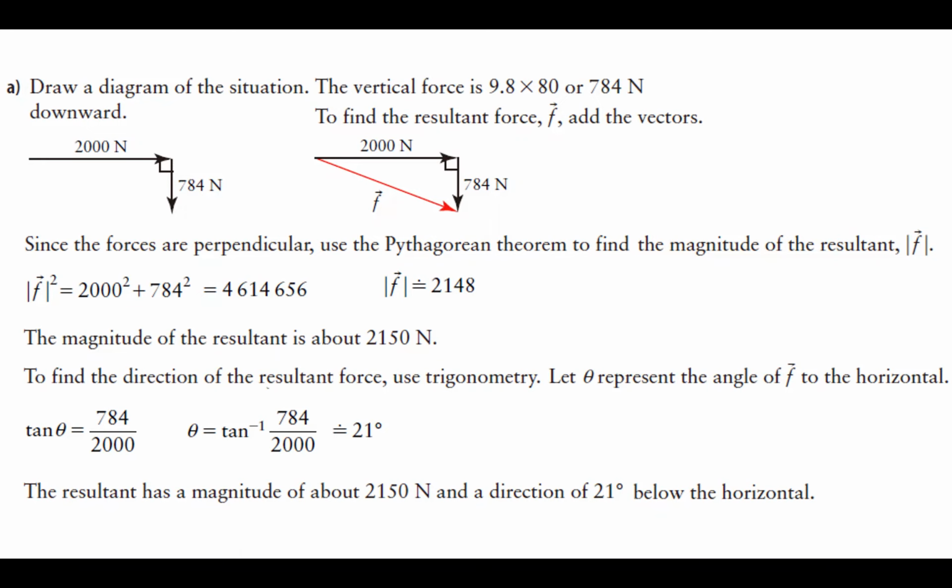To find the direction of the resultant force, we can use trigonometry. Let theta represent the angle of F to the horizontal. Then we have the following relationship. Tangent theta equals 784 over 2000. Then theta equals arctangent 784 over 2000, which is approximately 21 degrees. Therefore, we have the following conclusion. The resultant has magnitude about 2150 newtons and direction of 21 degrees below the horizontal. Okay, have a look at this solution. Do you have any questions?